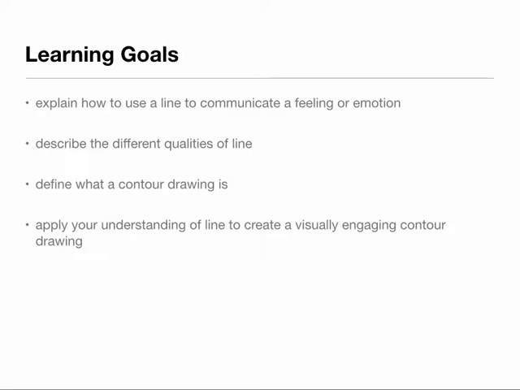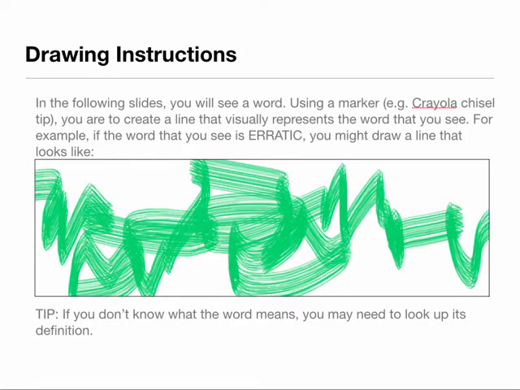So let's begin. I'm going to be showing you a variety of different slides, and I want you to use a marker. It doesn't matter what color or what type, but it could be something like a Crayola, for example, and you are going to create a line that visually represents the word that you see. So for example, if you see that the word is erratic, you might draw a line that looks like this. Right? If you don't know what the word means, you may need to look up its definition.